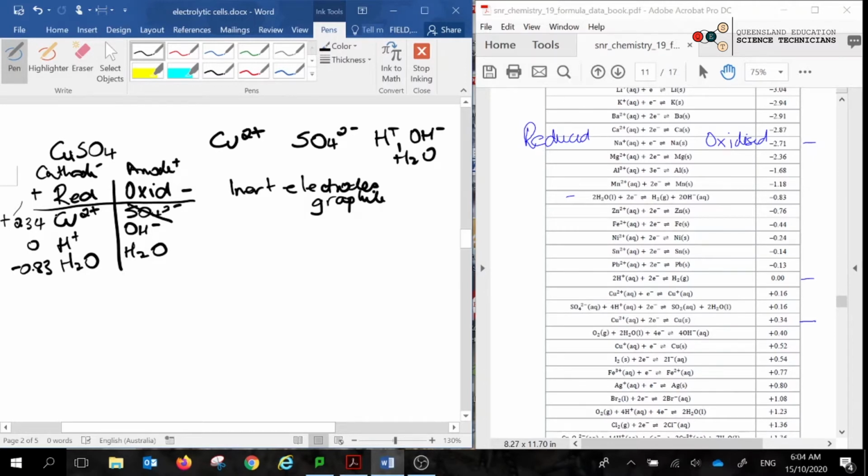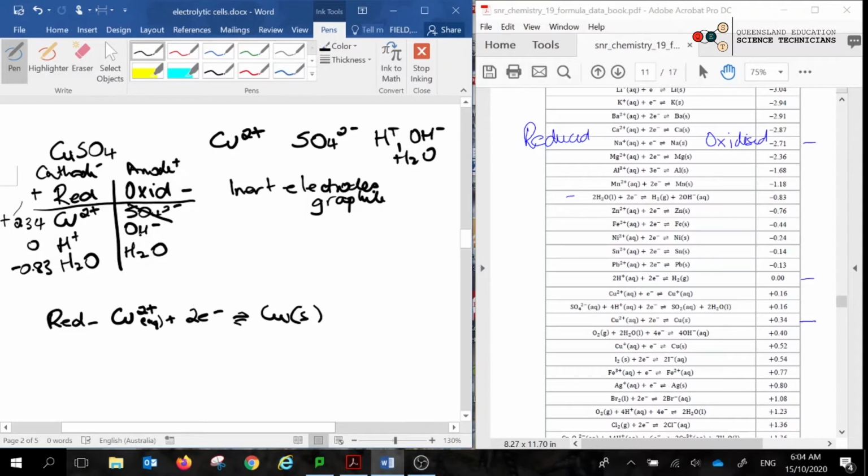Now remember, when it's reduction, we want the most positive value. So our most positive value was actually the copper ions. So my reduction is going to be my copper 2+ plus my 2 electrons, with the state symbol, to make my copper solid. Now on the oxidation side, I've got to consider whether it is OH- or H2O, which is still going to give me exactly the same products.